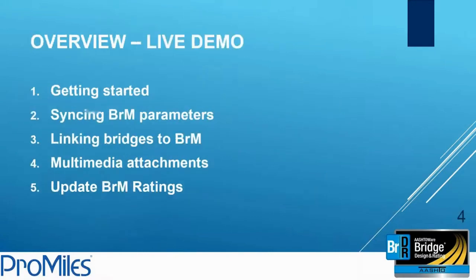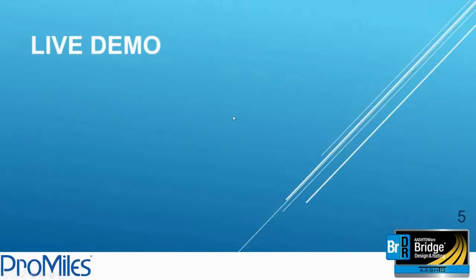Now I'm going to do a quick live demo of the enhancements that we've made. Getting started, I'm going to show you how to configure your BRM settings whenever you first install version 7.1. Then I'm going to show you a couple different ways to sync BRM parameters. I'm also going to show you how to link bridges to BRM. I will go over how to view multimedia attachments. And finally, I will show you how to update BRM ratings.